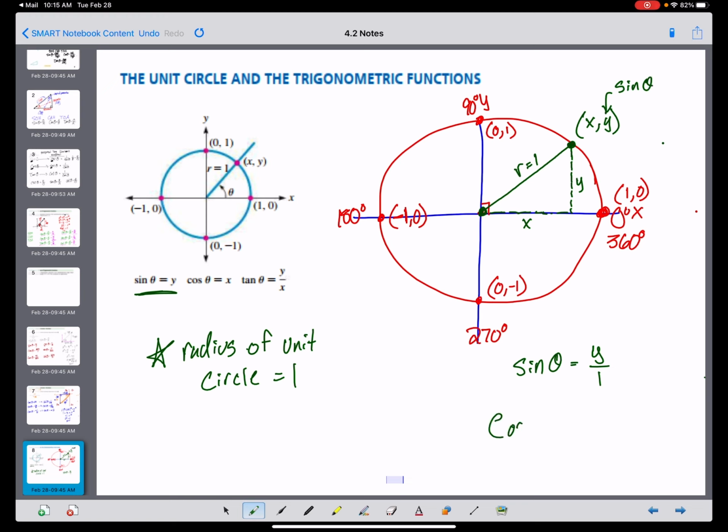Then cosine of theta is equal to the adjacent, which in this case is X, over the hypotenuse, which is 1. So X is equal to cosine of my angle of perspective. And then we know tangent of my angle is equal to the opposite, Y, over the adjacent, X. So that's kind of a big deal. It ties into a lot of stuff. But that's about all you need to know for now. All right.